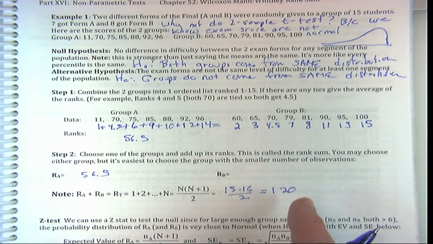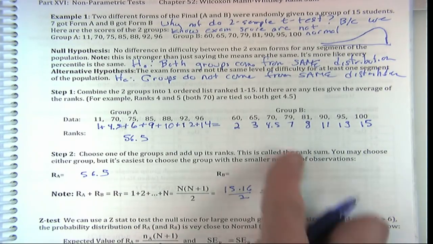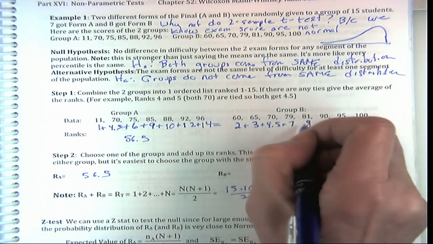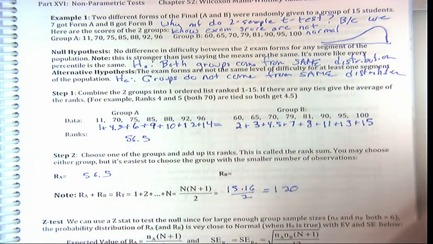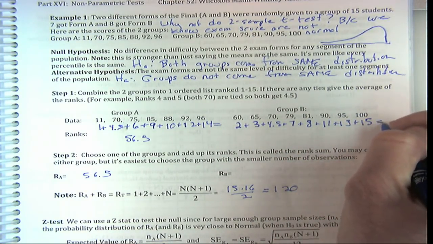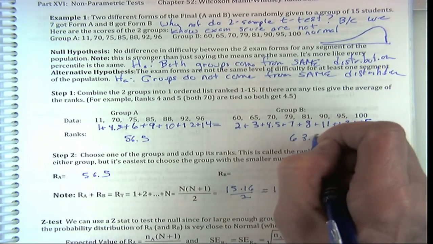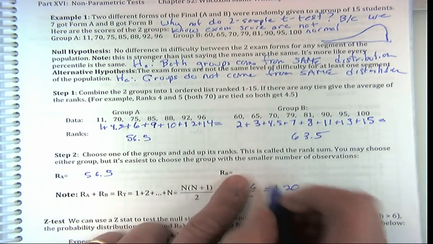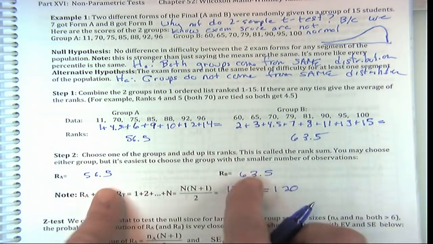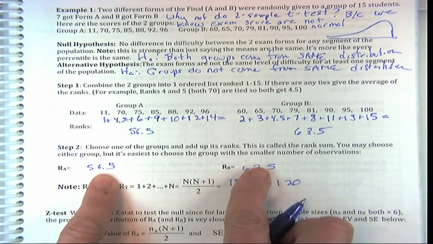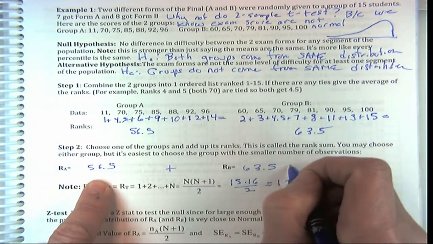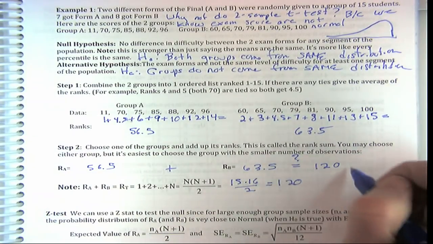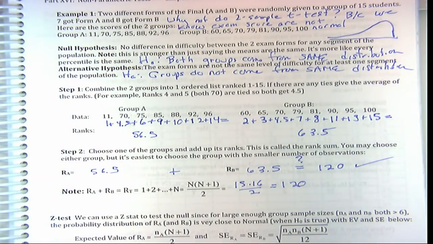But we can also check that it is. So let's add this up. When we add this up, I got 63.5. So what we're saying is 56.5 plus 63.5. These two right here have to sum to what? They have to sum to 120. So you check if they do. And they do. If you add them up, they sum to 120.